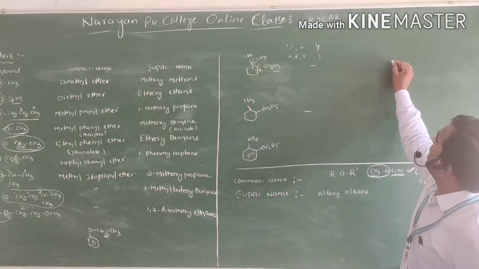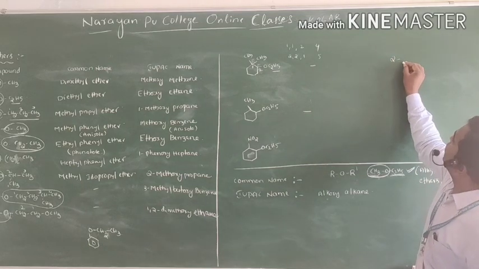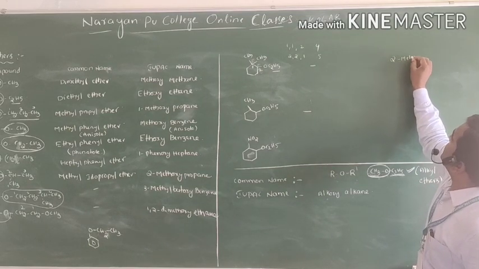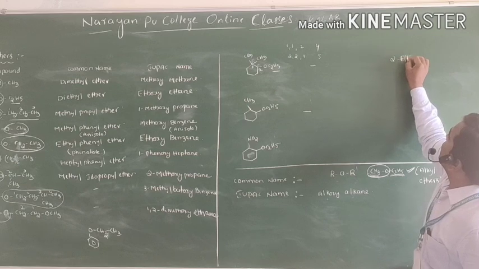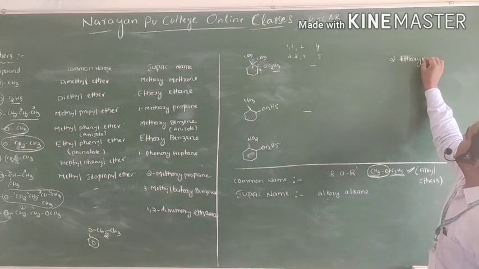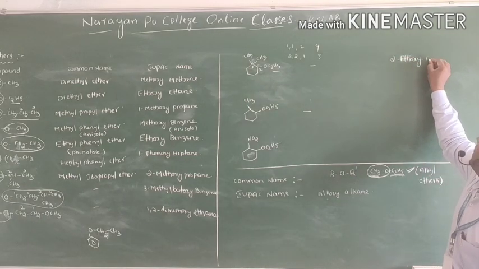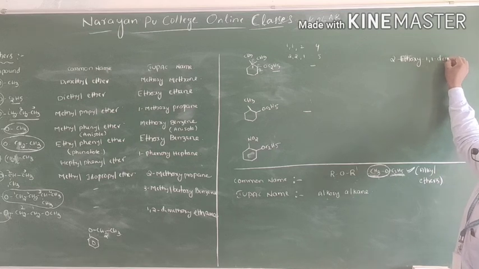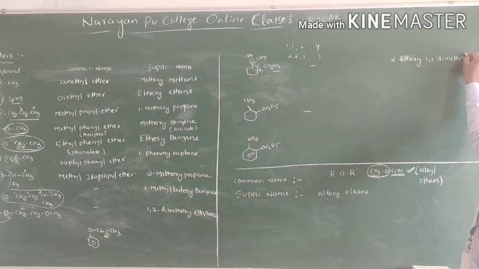So what do you have to write as the IUPAC name here? 2-ethoxy. And you have to write 1, 1 dimethyl cyclohexane.